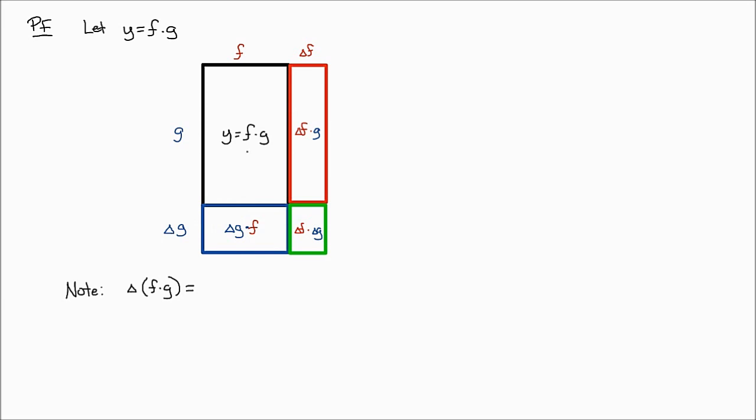So the change in the product is no longer the black box. It's now this bigger, big box, which is basically the sum of all these boxes, okay? So the change that we did in the product is just the red plus the blue plus the green. I'm sorry I have to say that at least several times. So here we go. I'll just say the change is delta F times G plus delta F times delta G plus delta G times F. That's just the areas of those boxes.